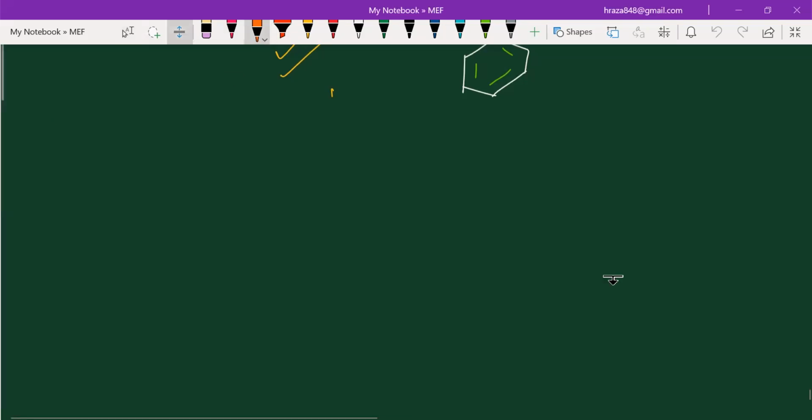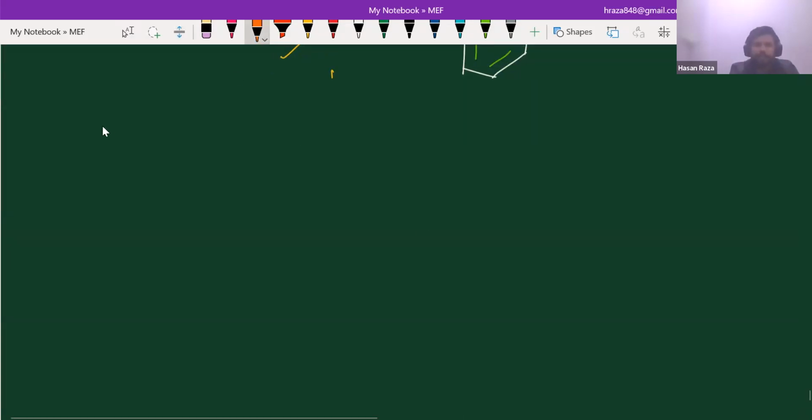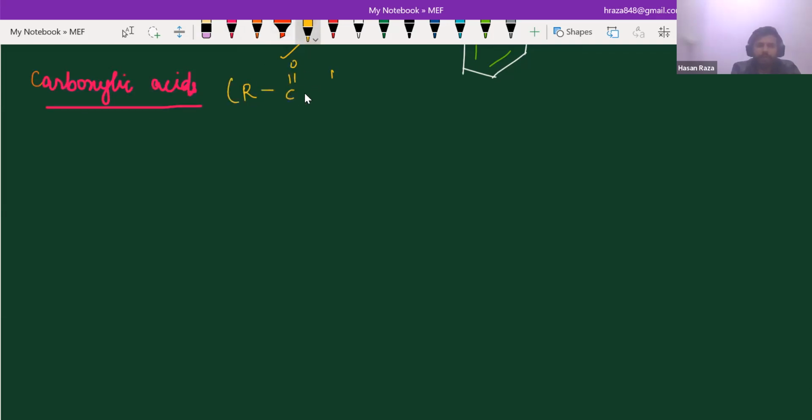Okay. So today we are going to start the new topic of aldehydes, ketones, and carboxylic acids. We have completed aldehydes and ketones. Today we are going to deal with carboxylic acid. So see, what is carboxylic acid? If you see this alkyl group connecting with COOH, that is called carboxylic acid, a functional group.